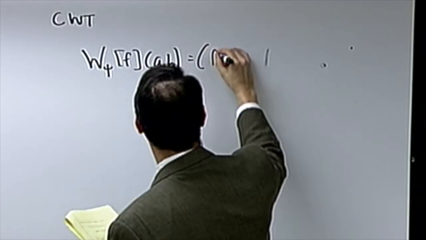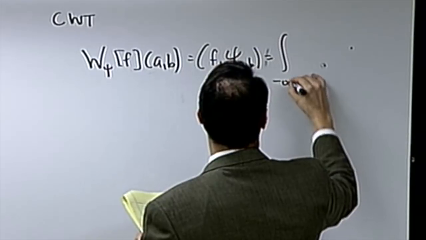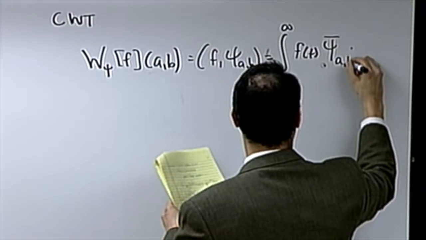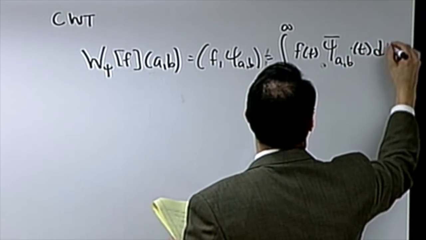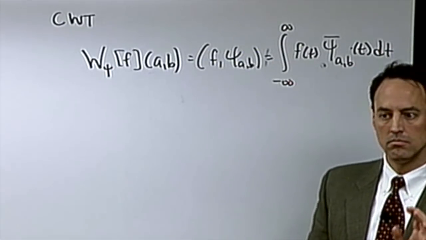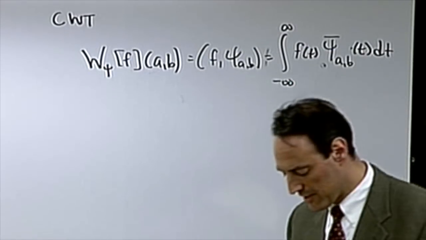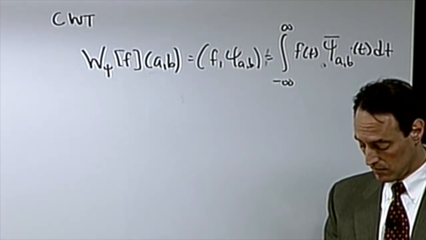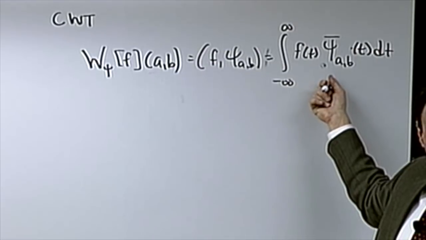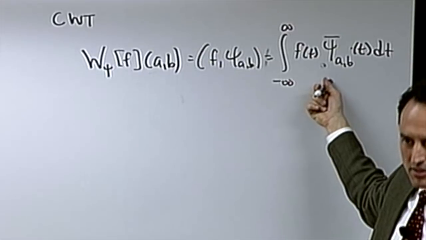It is equal to just an inner product of f with the mother wavelet. There it is. Simple. The mother wavelet plays the role of the kernel. That's it. Okay? That is the definition of a wavelet transform. Again, I leave it in this form here. The thing to keep in mind is that there are lots and lots of different types of wavelets, so we leave it generically like this.